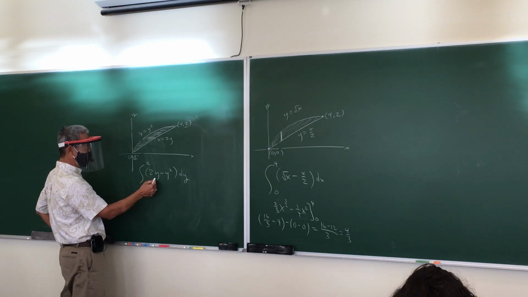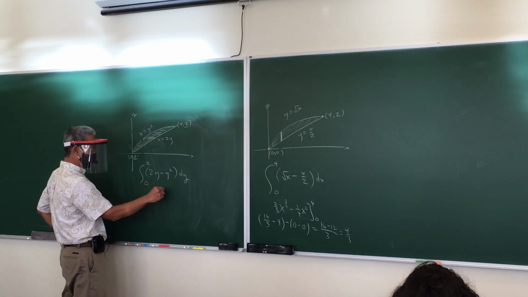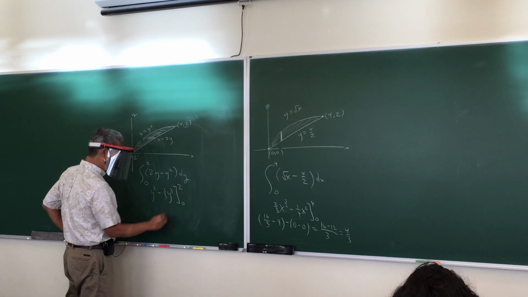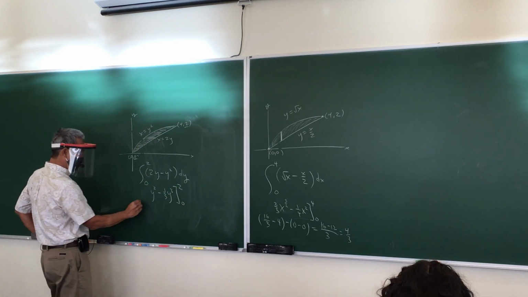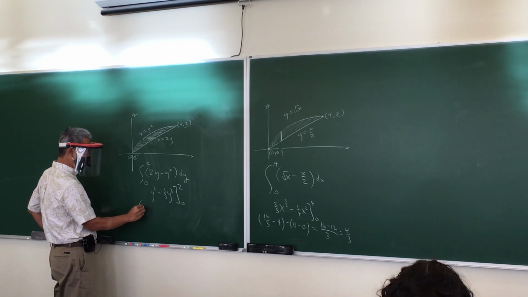What's the antiderivative of this? y squared minus 1/3 y cubed, from 0 to 2. Plug in the top number. These are easy.